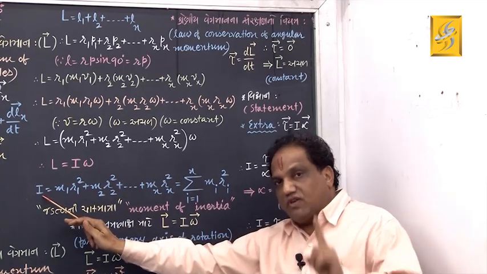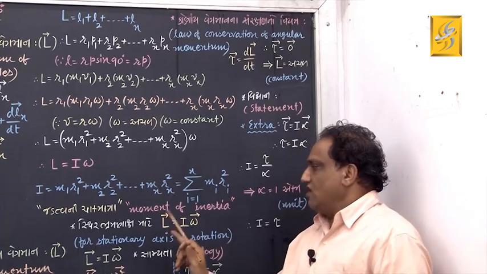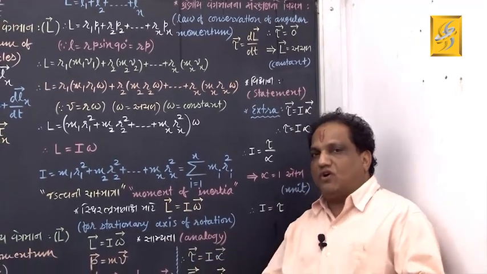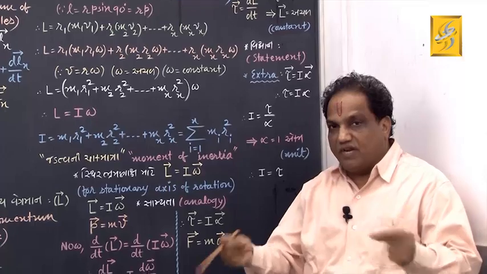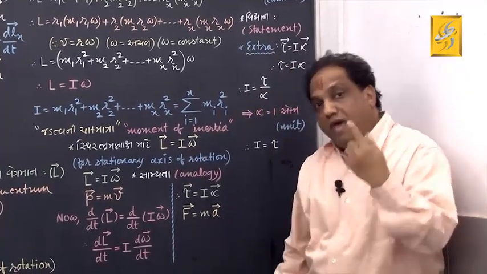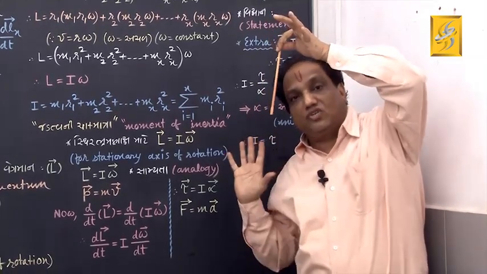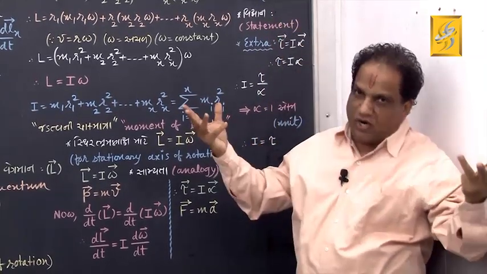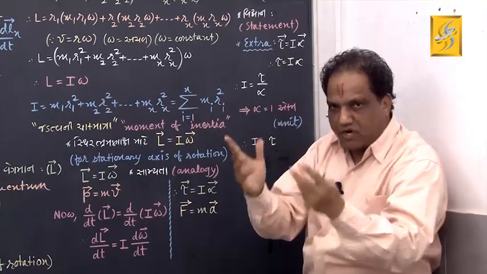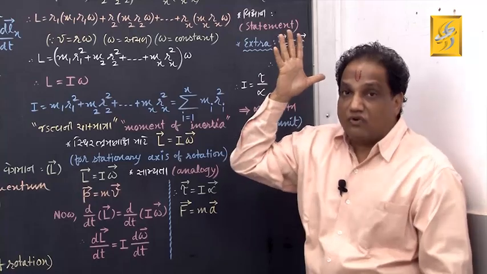In physics, we have given a specific name to that quantity. It is called moment of inertia. Moment of inertia of what? Of a rigid body. About what? About a given stationary axis of rotation. It is called the moment of inertia of a given rigid body performing rotational motion about a given stationary axis of rotation.